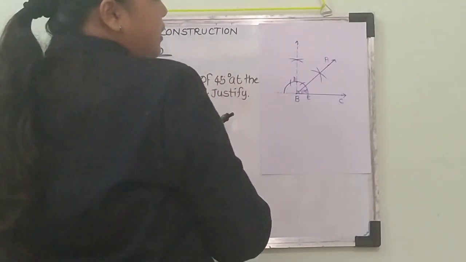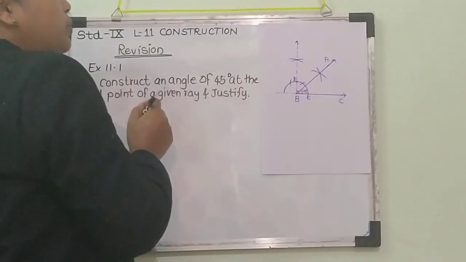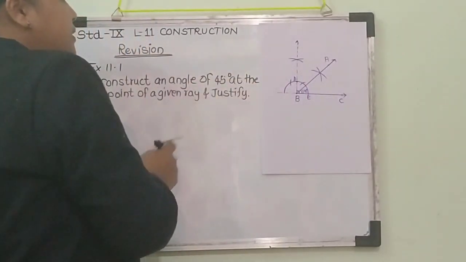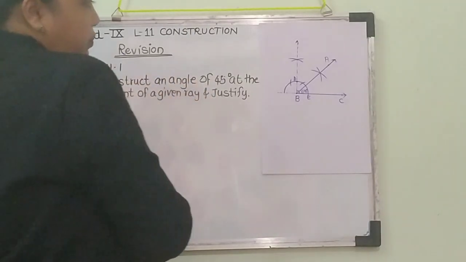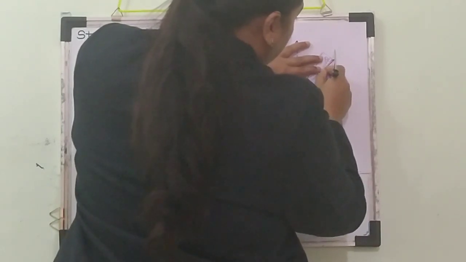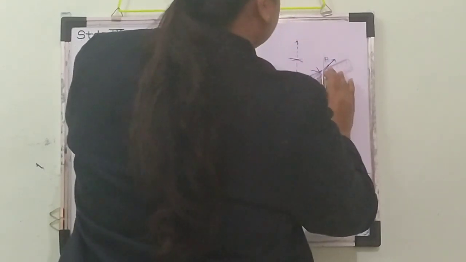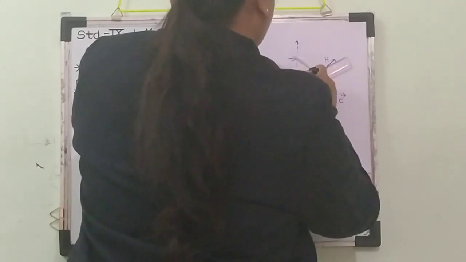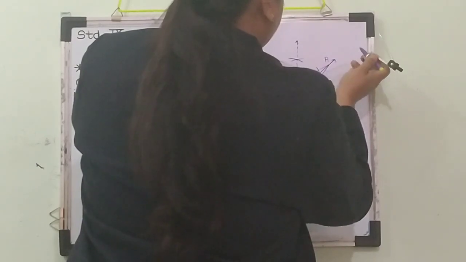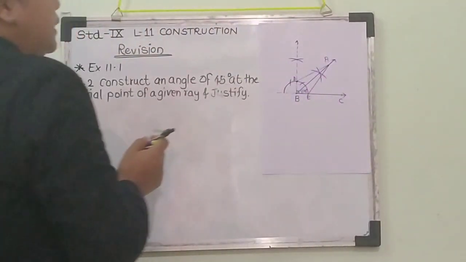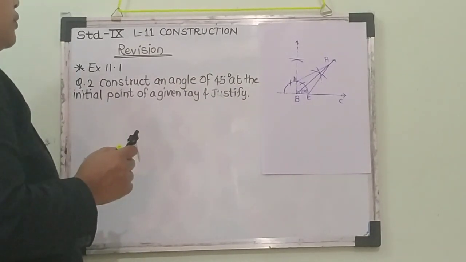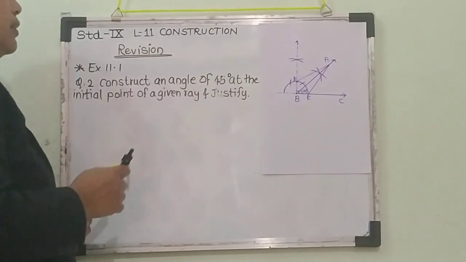Now for this, first we have to show that it will come 45. How? That is our justification. So first I will join here AE and DE. AE and DE. So we can start now. Write the justification.